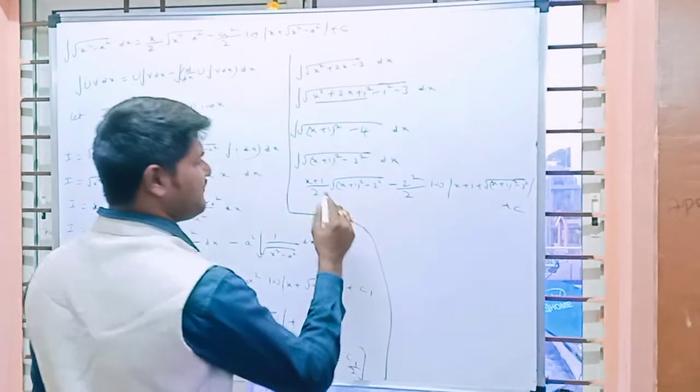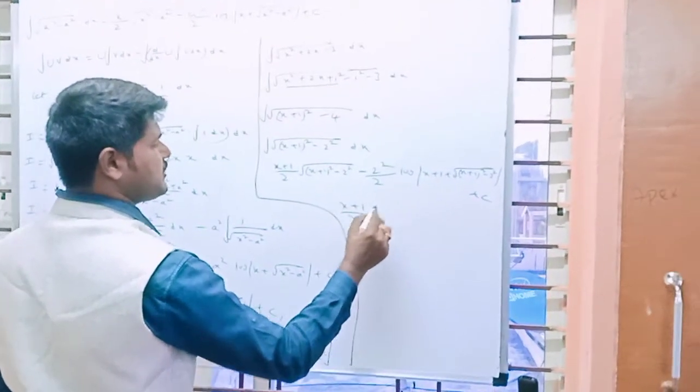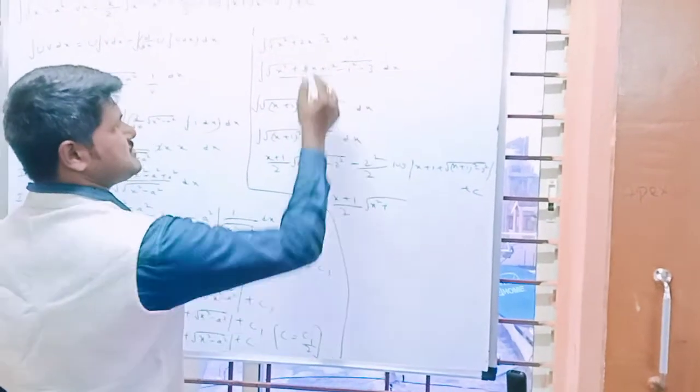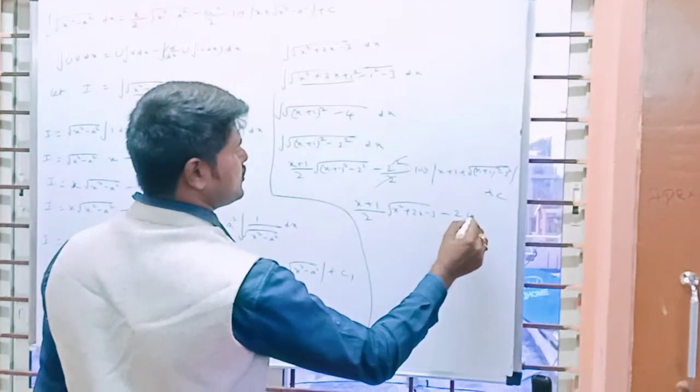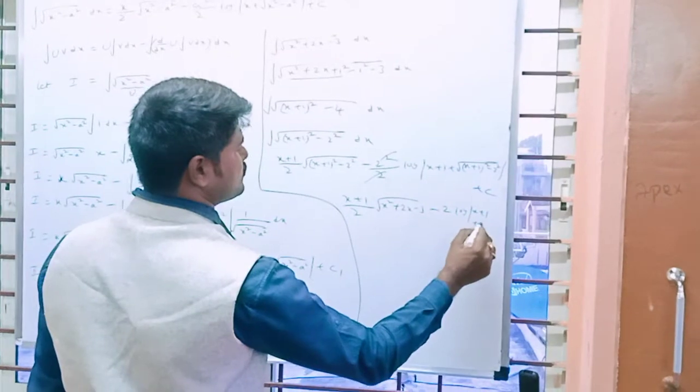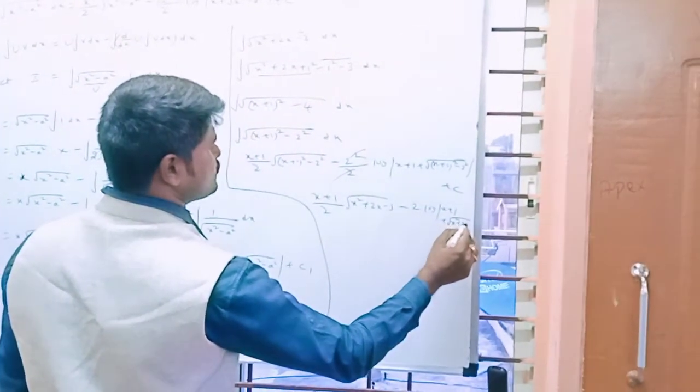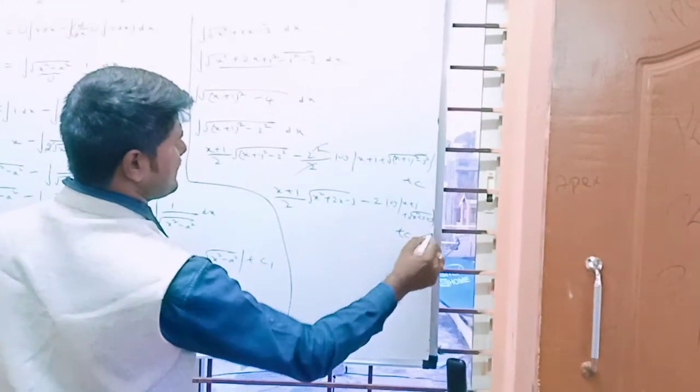plus c. The final answer: x plus 1 by 2 root of x square plus, if you expand this you will get 2x minus 3, minus 2, and 2 cancel, 2 into log mod x plus 1 plus root of x square plus 2x minus 3 plus c.